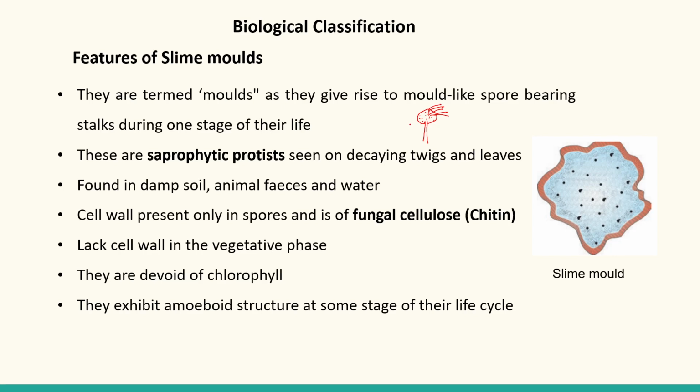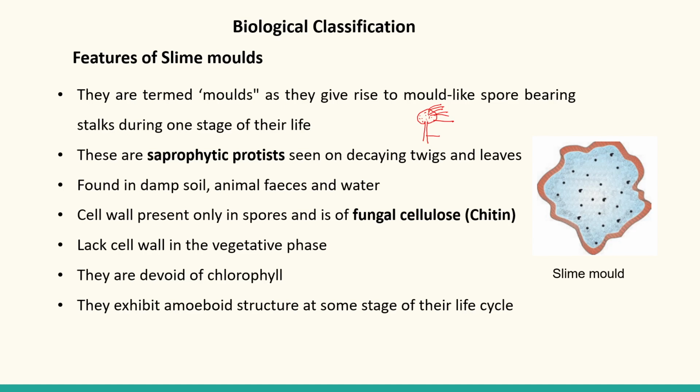So this is a stalk-like structure, and this is the sporangium bearing lots of spores. They are saprophytic protists seen on decaying twigs and leaves. So this is a type of fungi, and that is why it is called saprophytic protists. They grow on decaying twigs and leaves, found in damp soil, animal feces, and water.